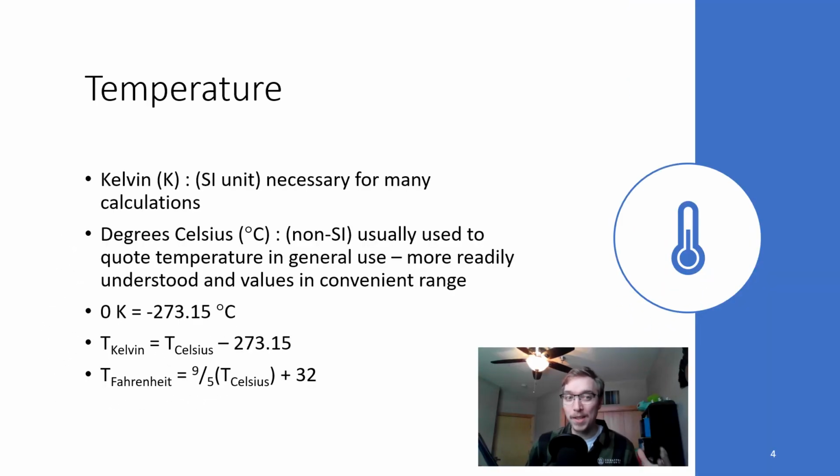We know we use units like Kelvin, degrees Celsius, or Fahrenheit to express temperature. Kelvin is our SI, or System International unit, that's necessary for many calculations. If we're thinking back to our lecture where we were looking at laws of thermodynamics and laws of radiation, we were looking at things like Wien's displacement law and the Stefan-Boltzmann law. Those both use Kelvin to calculate the different types of wavelengths that we're interested in.